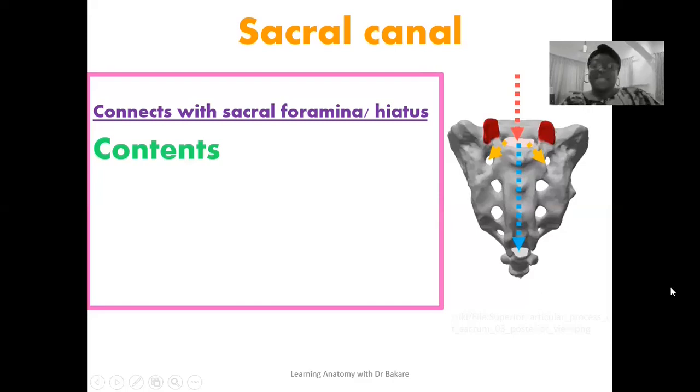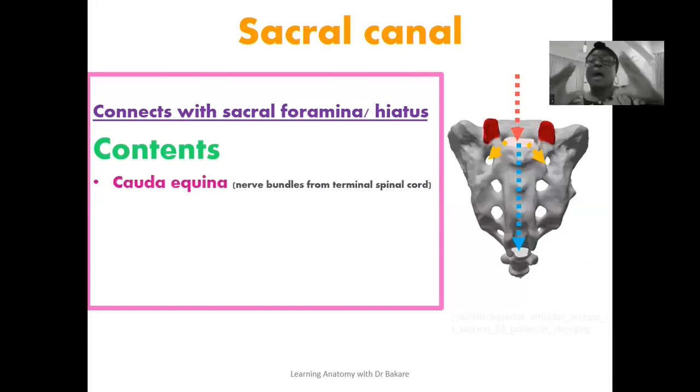So let's drive back to the content. The structures that are located within the sacral canal include the cauda equina. This cauda equina are bundles of nerves that originate from the terminal portion of the spinal cord.